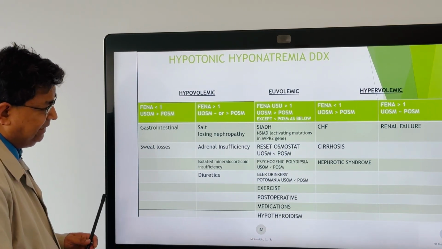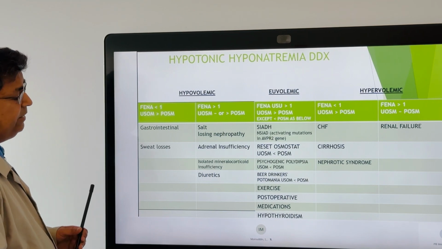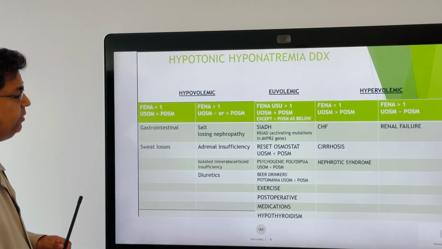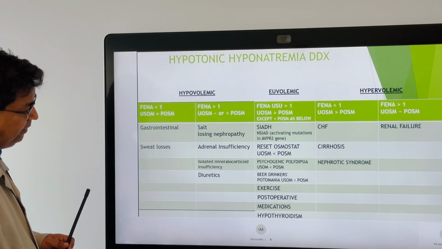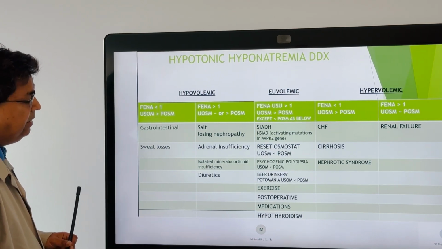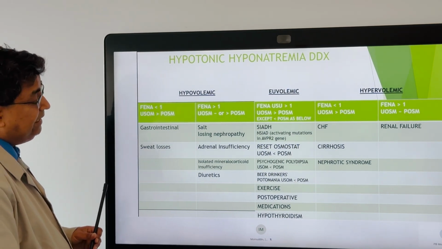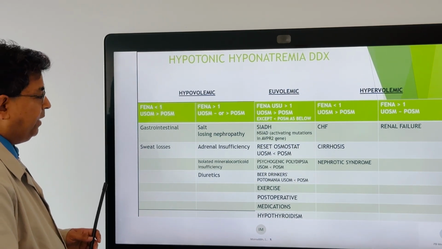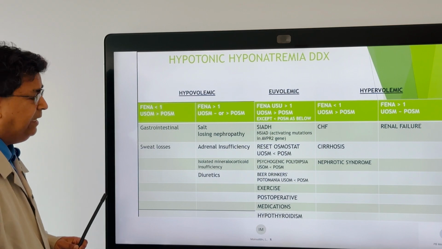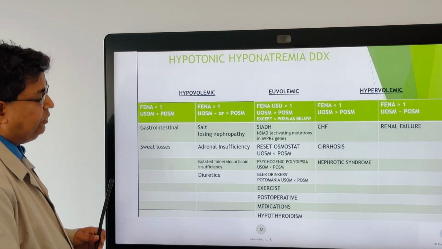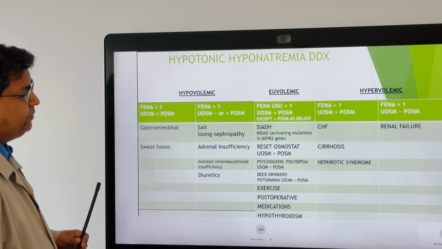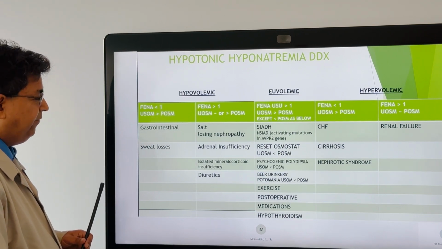Psychogenic polydipsia indicates that the patient is drinking gallons and gallons of water and the urine osmolality is less than plasma osmolality. Beer drinkers' potomania we talked about. Other euvolemic causes include exercise-induced hyponatremia, post-operative hyponatremia, medications such as antidepressants, and hypothyroidism. Hypervolemic hyponatremia: if the fractional excretion of sodium is less than 1, consider congestive heart failure, cirrhosis, or nephrotic syndrome. If the fractional excretion of sodium is greater than 1, it generally occurs in renal failure.